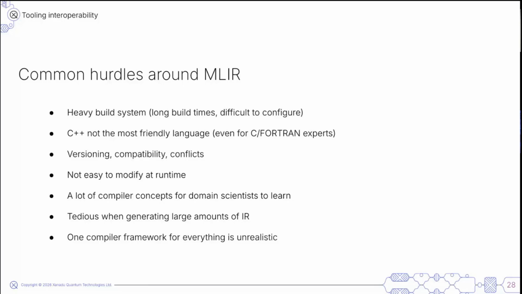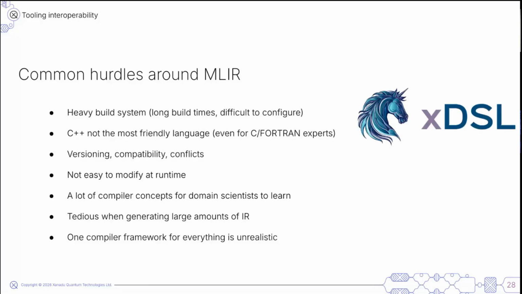One of the main things here is that one compiler framework for everything is unrealistic. We're definitely of the opinion that having one vendor-controlled compiler ecosystem just doesn't make sense. We want everybody to be able to use whatever makes sense for them to express their workloads, but to at least allow some form of interoperability with other tools in the stack.